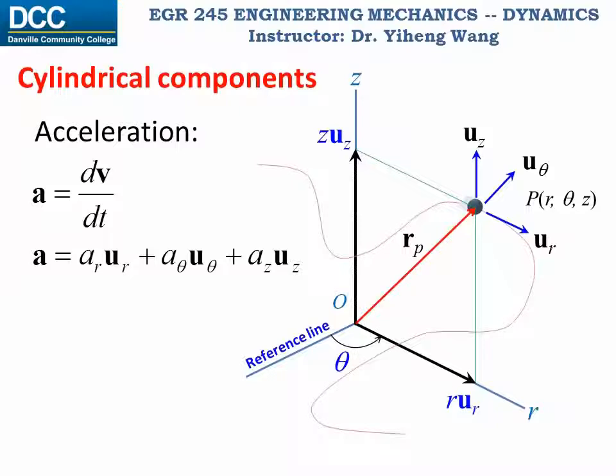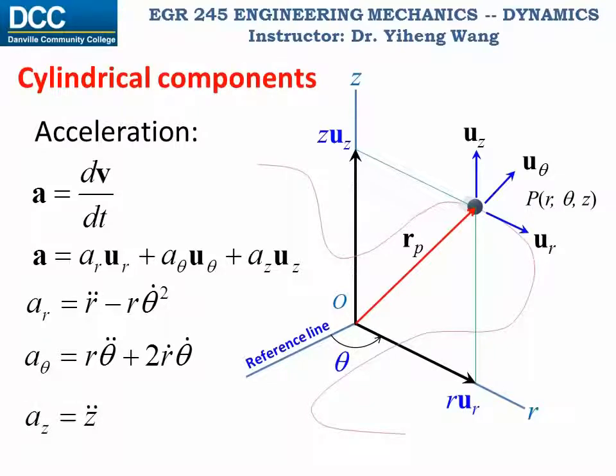And I am again skipping the mathematical derivation procedure here, but a_r equals r double dot minus r theta dot squared. r double dot is the second time derivative of r. a_theta equals r theta double dot plus 2 r dot times theta dot. Theta double dot is the second time derivative of theta, also known as the angular acceleration. And a_z, again, is the same as in the rectangular coordinate system, which is the second time derivative of z.